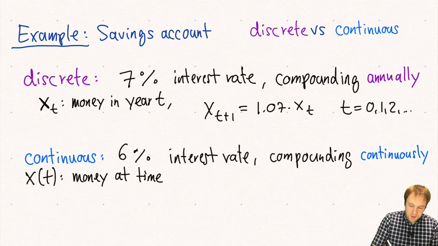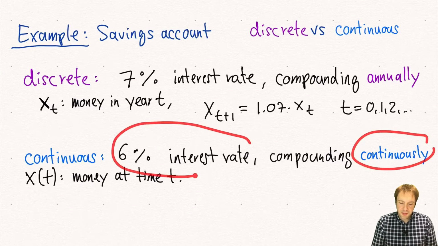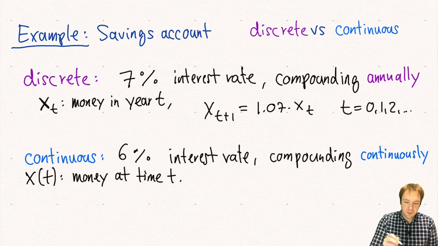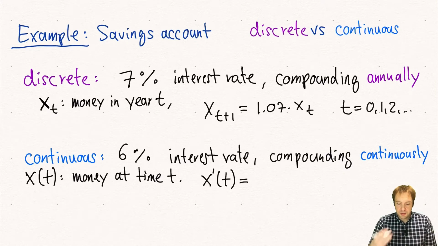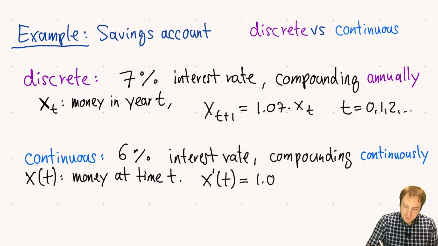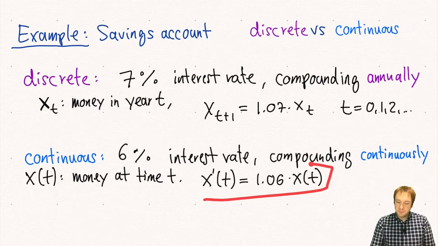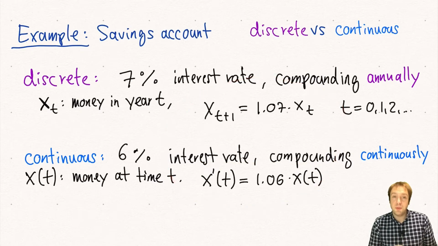and now having a continuous interest rate, this means that we know the change of this function, and the change of the function is given by its derivative. So this means that the derivative of this function is given by multiplying, in this case with 1.06, the current value of your function. So we get this differential equation here.